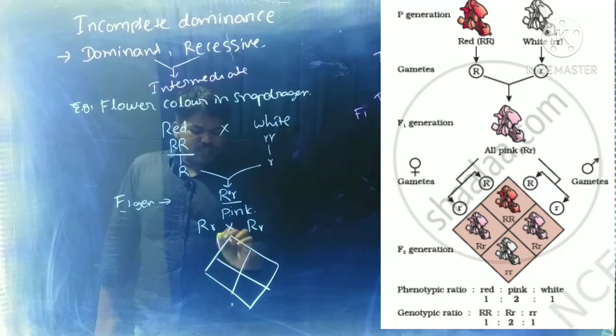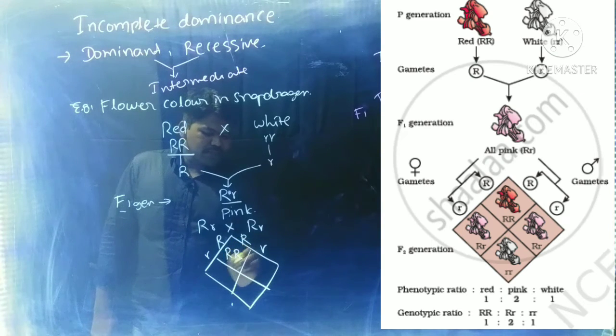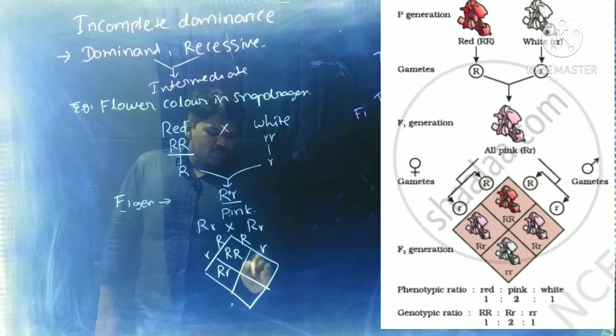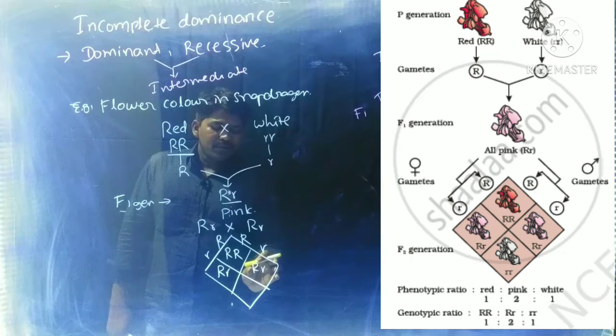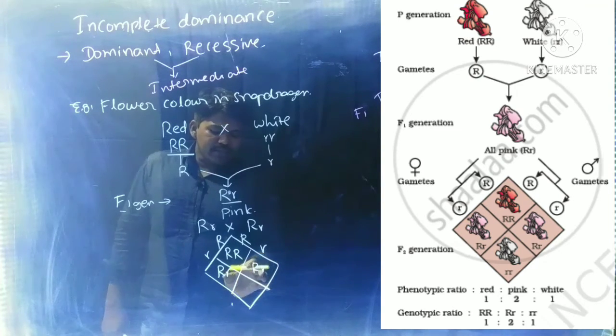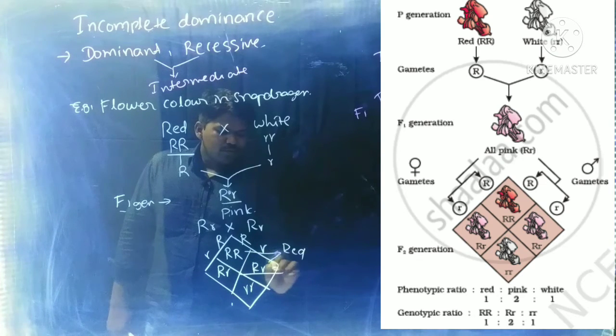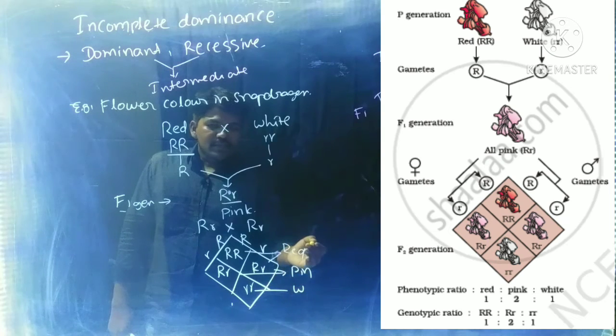Then if you see the F2 generation plants, they have one red color flower, then two pink color flowers. The heterozygous condition does not lead to formation of red color. Instead of red color, it becomes the intermediate character, that is pink color. Two pink color flowers are formed. Then the smaller one is white color. Here, one red color flower, two pink color flowers, and one white color flower.